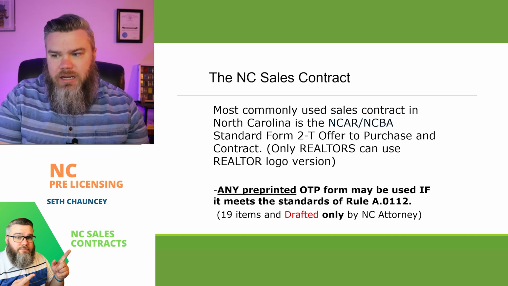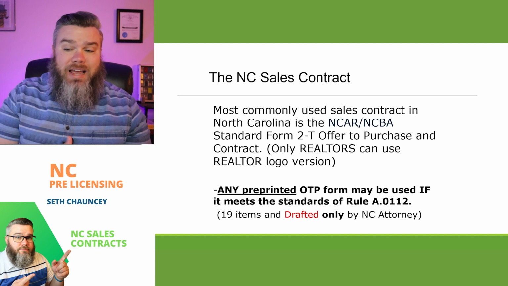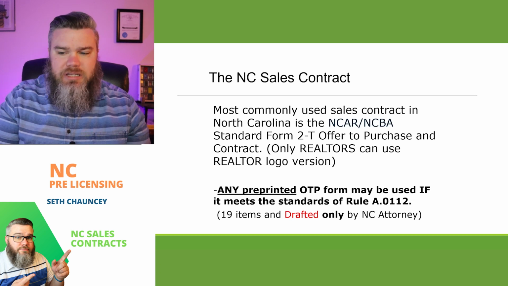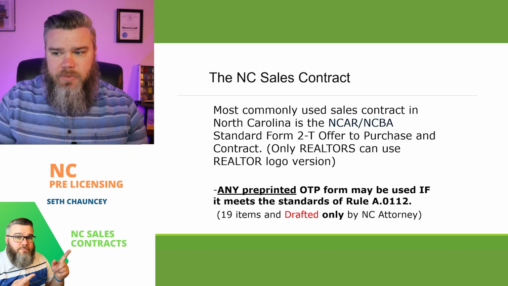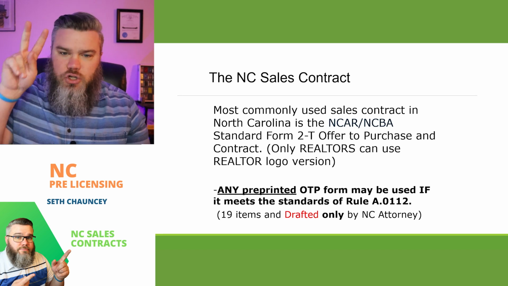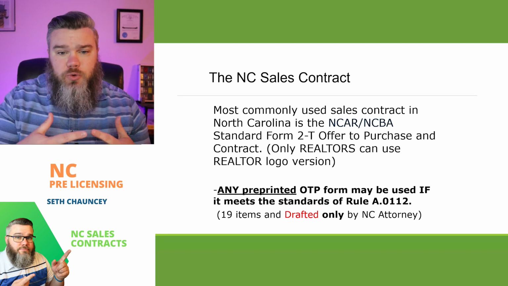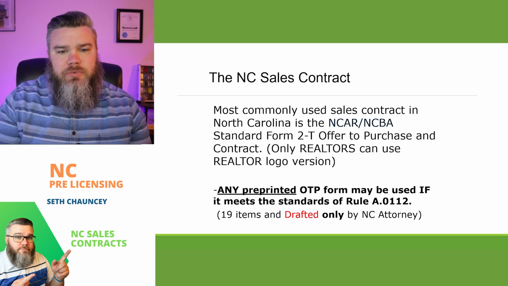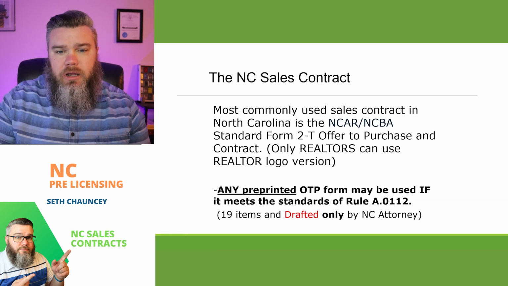58A.0112 deals with sales contracts. And so what it states is that a broker assisting a client can utilize any pre-printed sales contract drafted by an attorney, so long as it contains 19 required provisions, and so long as it does not contain 2 prohibited provisions. And so this contract was drafted in a way that it meets those requirements. It contains all the 19 items that are required to be in there. And it doesn't contain the 2 prohibited that aren't allowed to be in there.